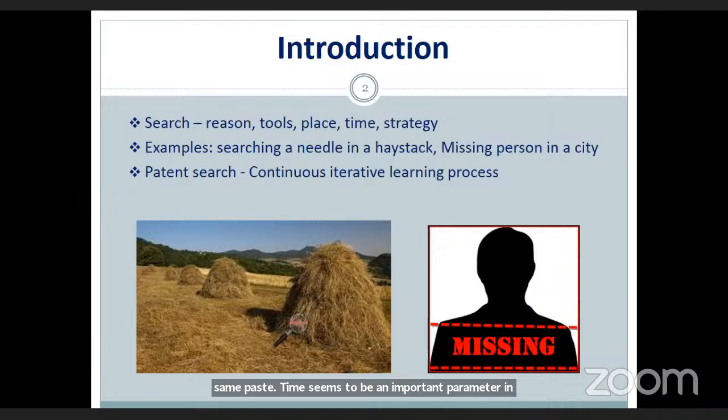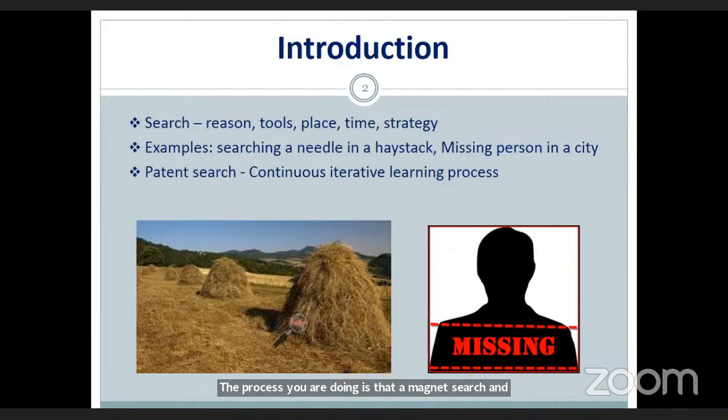And strategy: what strategy you are following, and tools: what method you are following to search. Here you are using the magnetic way of searching, so you are using a magnet as a tool. The process you are doing is a magnet search, and the tool for that is a magnet.